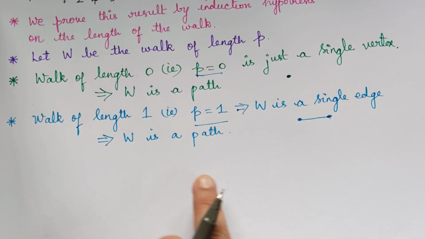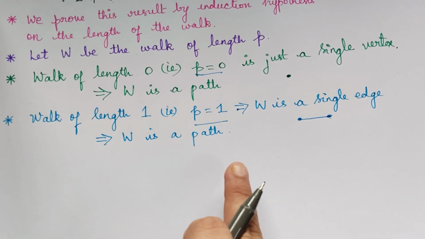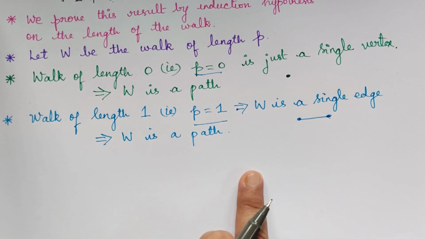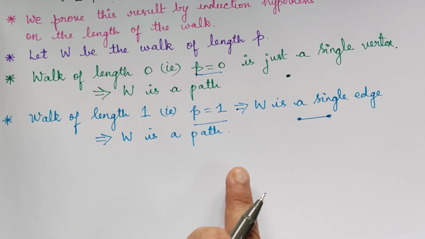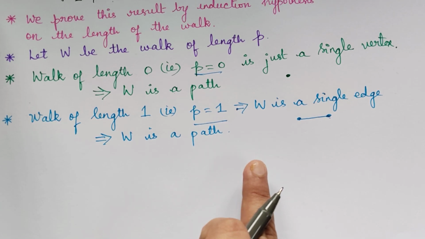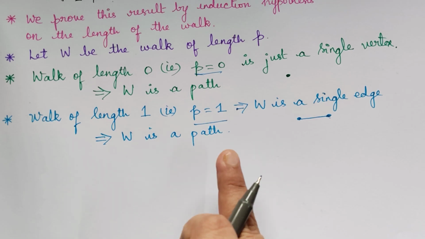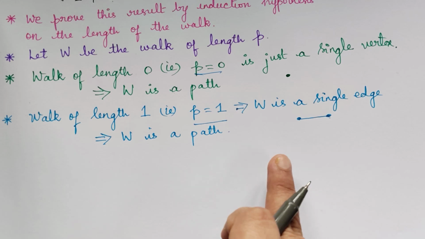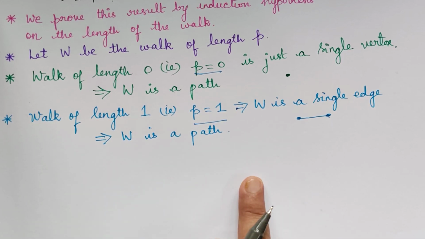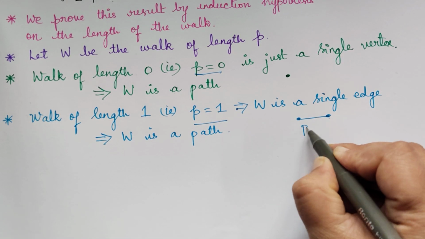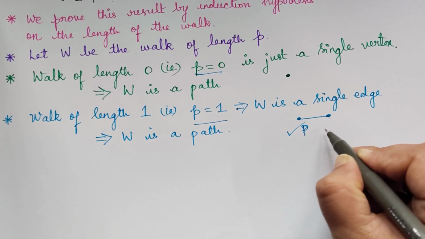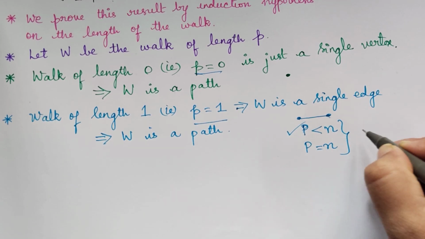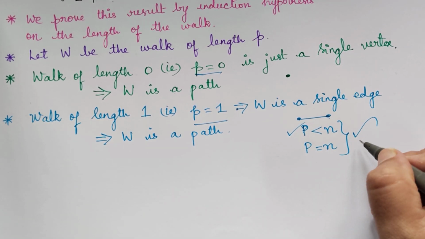Now since we are proving by the method of induction, we are going to assume that the result is true for all walks of a general length n. We assume that it is true for all walks of length less than n, and we have to prove that it is also true when the length of the walk is equal to n. So the idea is to first assume the result is true for all values of P less than n, and prove that it is also true for P equal to n. This is what the method of induction says.